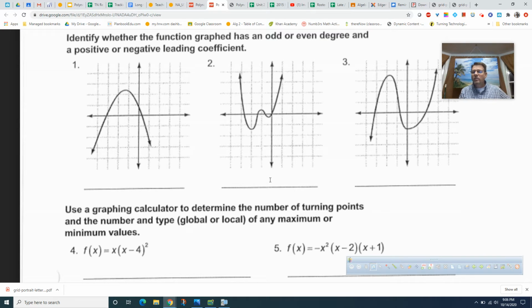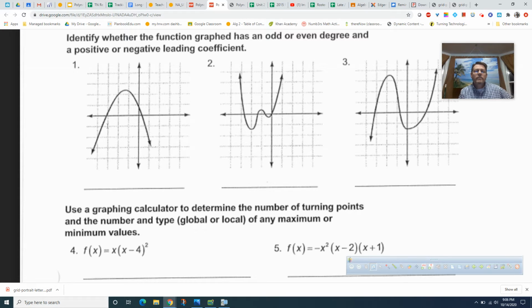You can only have globals if you have an even degree. Okay. All right. Let's go ahead and look at this particular one. Oh, I'm sorry, we didn't talk about turning points. That's definitely one turning point. This is 1, 2, 3 turning points. And this has got 2 turning points.